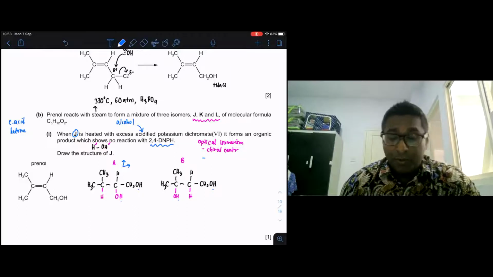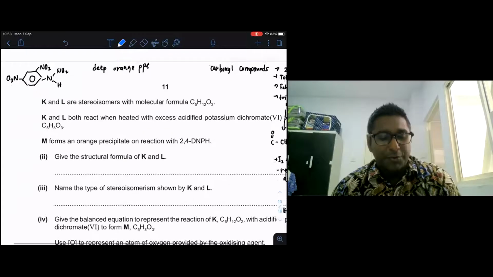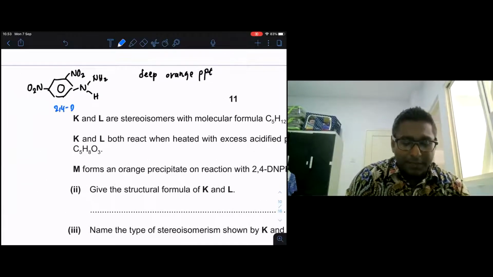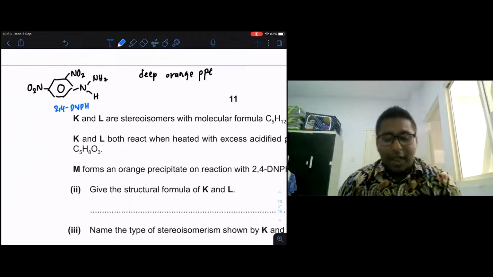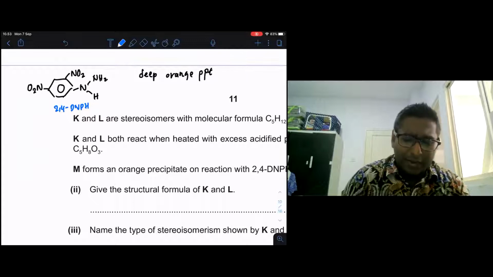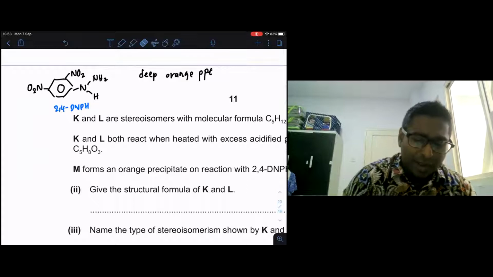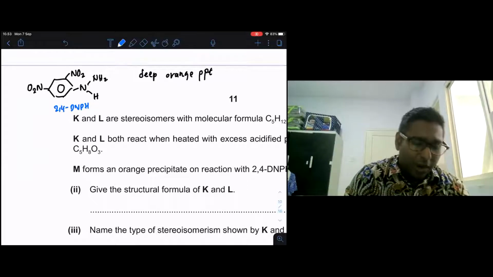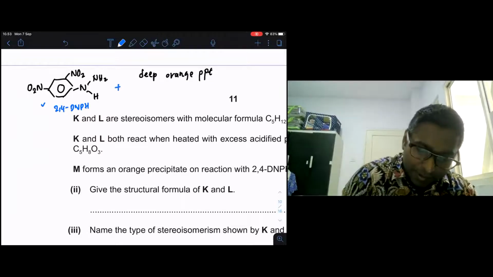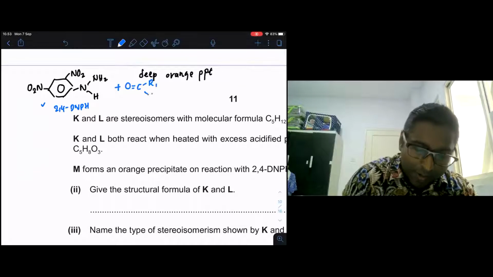So for 2,4-DNPH, I have written a little bit of notes for you over here. If you have any aldehyde or ketone, they will give you a deep orange precipitate. So how do we do that? I think you need to know how to draw this first, and then you need to react. Let's say, for example, I'm reacting with a ketone, R1 and R2.